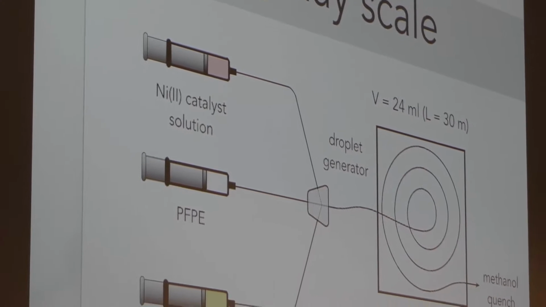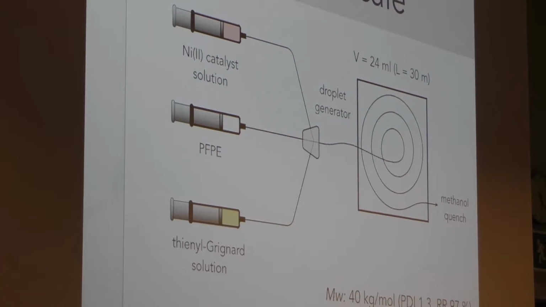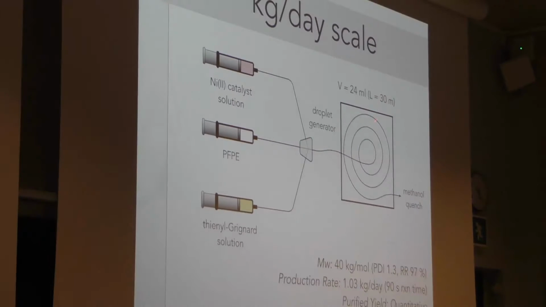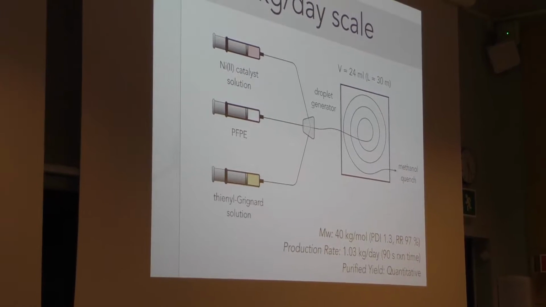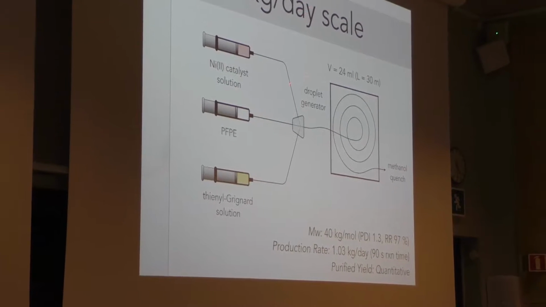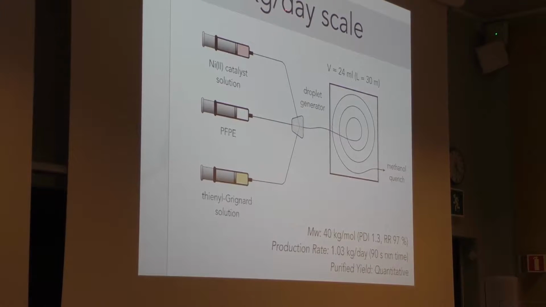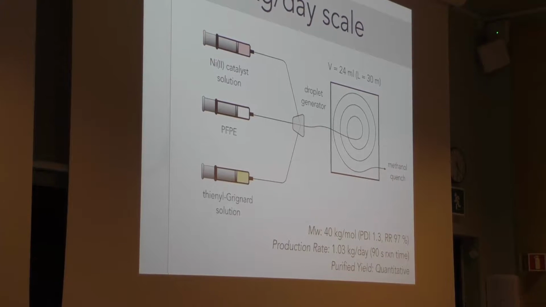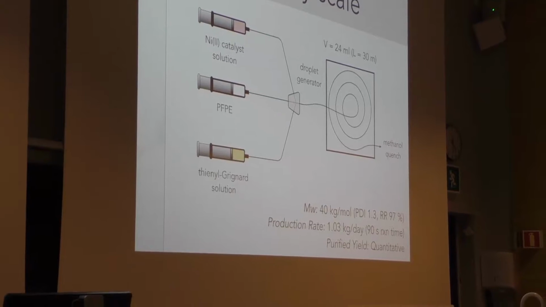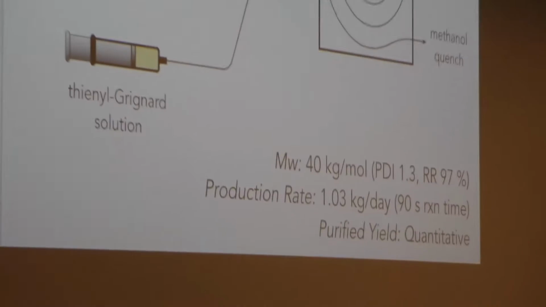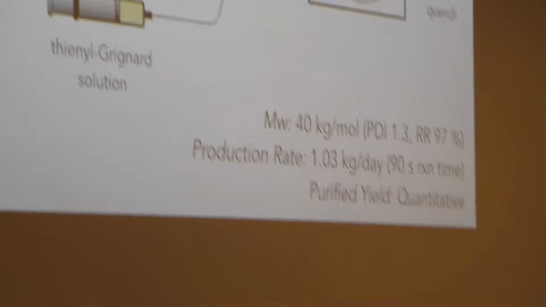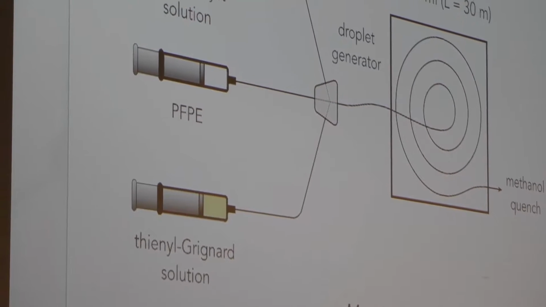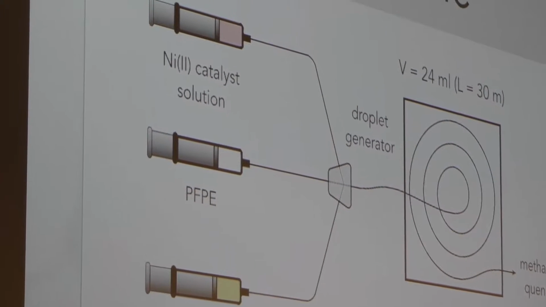And then to finish, this is some work we did quite a while ago with an OPV developer, which was to try and take this flow system all the way up to the kilogram per day scale so that you could actually use this as a manufacturing process to supply materials for large-scale OPV manufacturing. And all we ended up doing, it was just as simple as increasing our flow rates of our nickel catalyst and our thienyl Grignards.